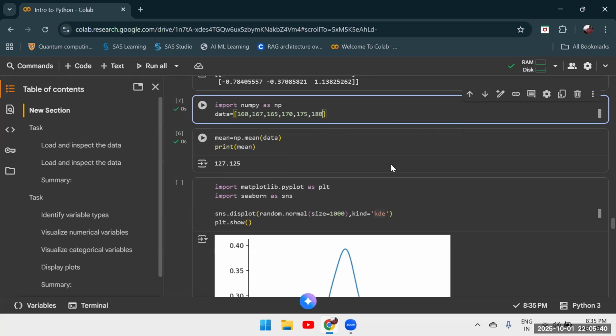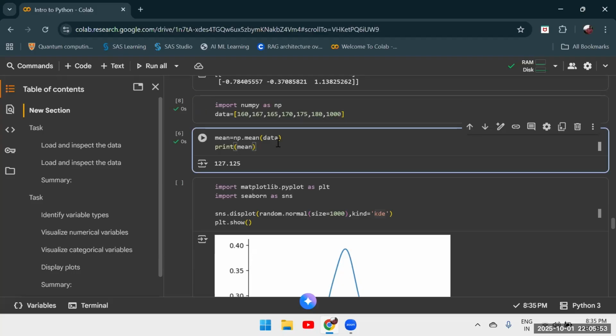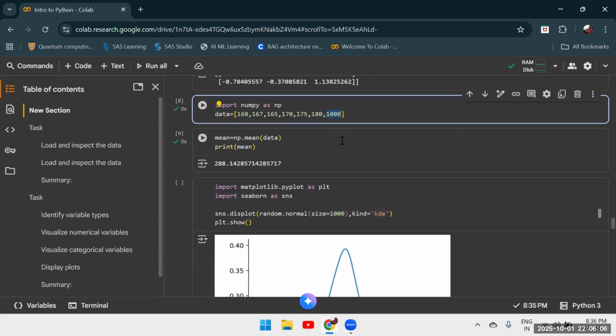So what is an outlier? This is an outlier. For example, instead of this, I'm going to give 1000. Now you see what is going to happen to the mean. Is the mean somewhat closer to any of the values? It is too high, right? So the mean is always affected by outliers.